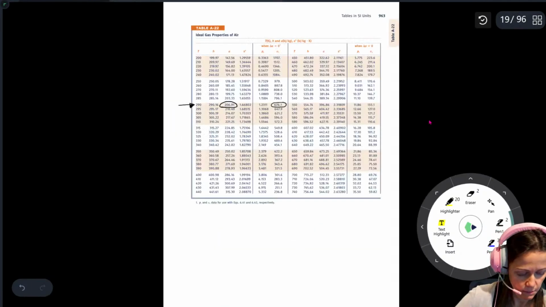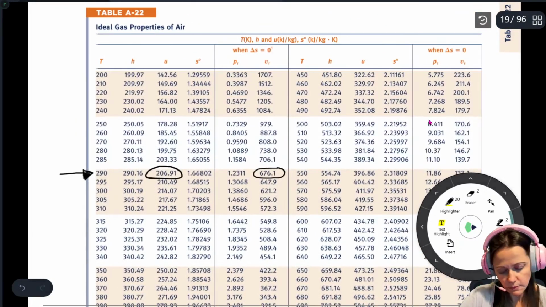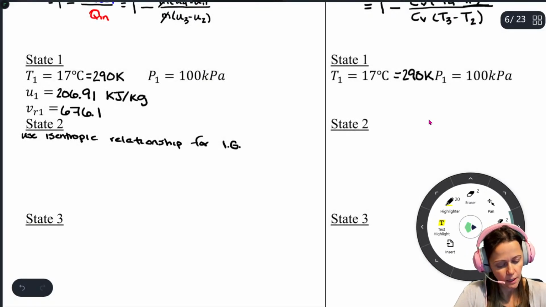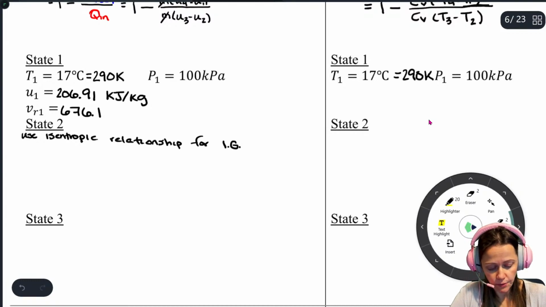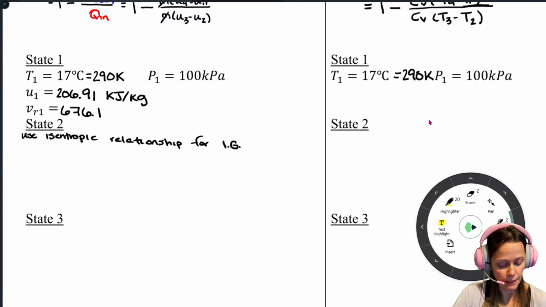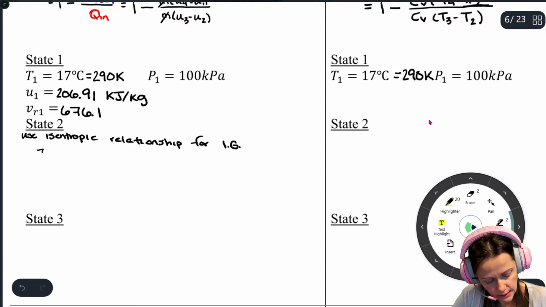Okay, perfect. Go back over here where we are. On the left-hand side, remember this is air standard assumptions. We're not making the assumption that specific heats are constant. So I'm going to apply that isentropic relationship.